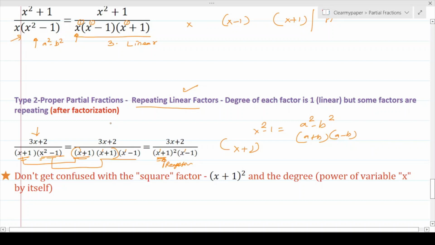Okay. One of the big things, in the red color, where people normally get confused, and I want to take a minute to explain that, is confusing the degree with the power of the x. So over here, when we say the degree of each factor is linear, we are talking about the immediate power of the x variable by itself.